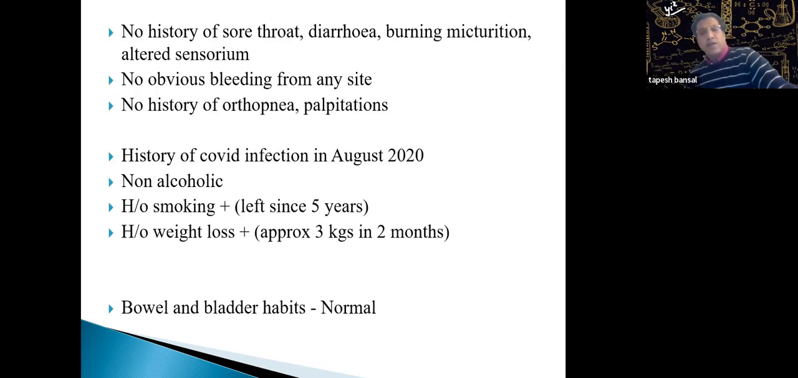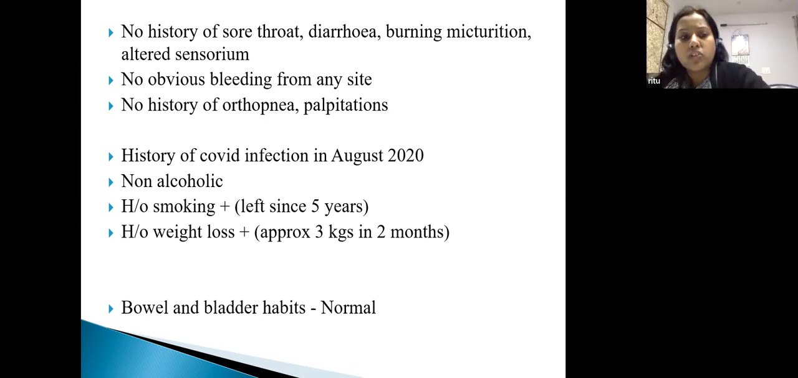So here there is nothing much except that he's been a smoker. There have been no past admissions as far as COPD is concerned, but I think he must have been a smoker for many years. He's 69 years old. He left 5 years ago, and he's a farmer. In the rural areas, they start smoking at a very early age. So there's one significant history on this slide: history of weight loss, approximately 3 kgs in 2 months.